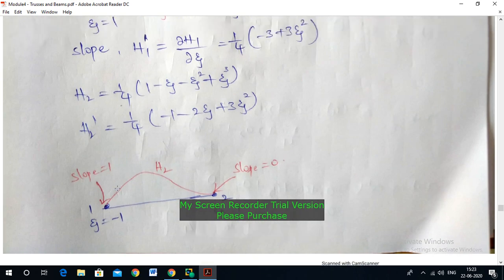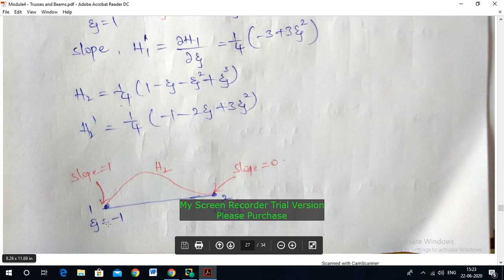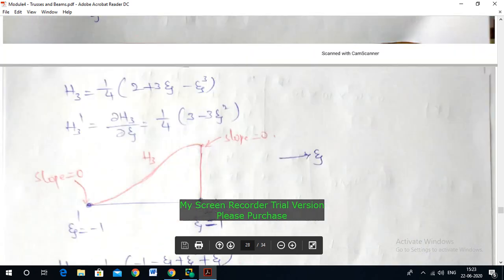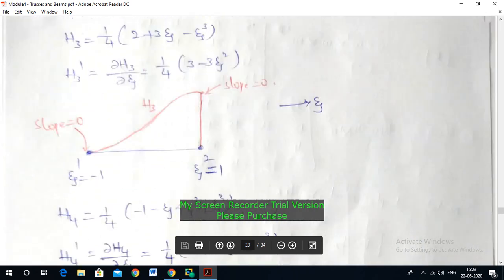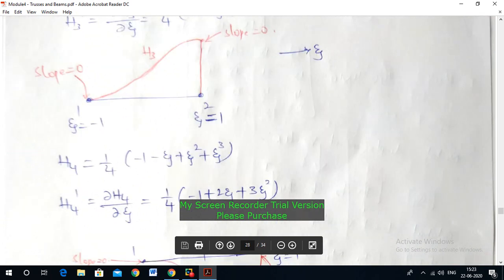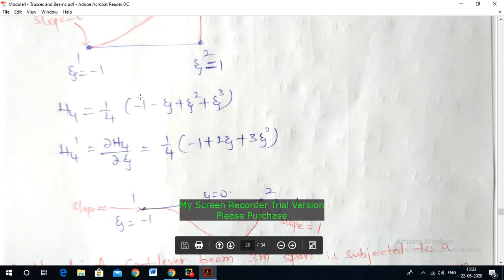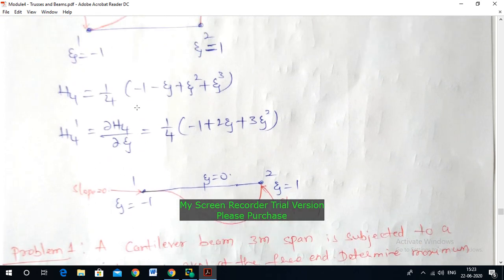At node 1, zeta is equal to minus 1, and at node 2, zeta is equal to plus 1. The variation of shape function for H2 is like this. The slope will be 1 here, but it declines completely from here itself. And this is the variation of shape function for H3. The slope is 0 here, and the slope is maximum at this point. This is the variation of shape function.